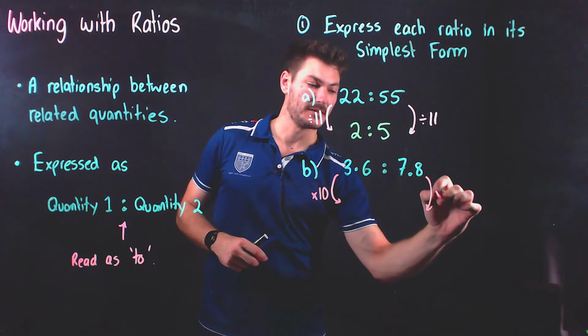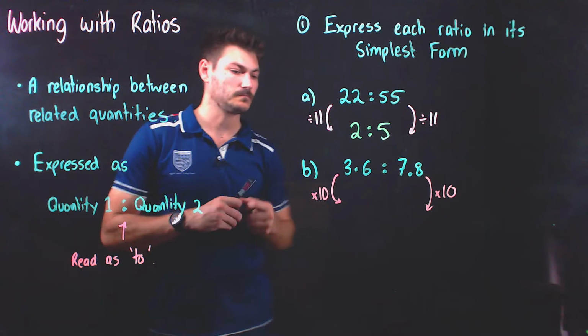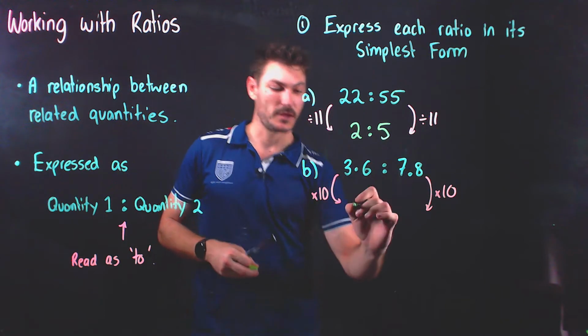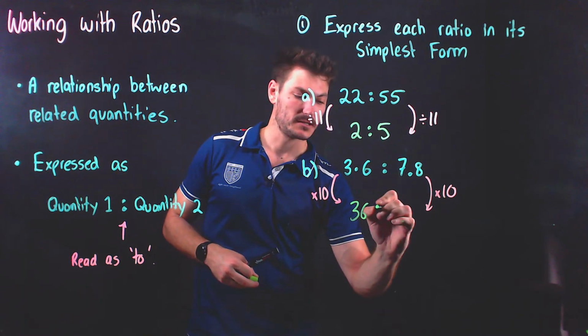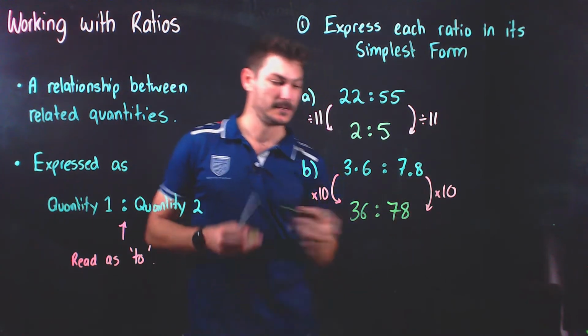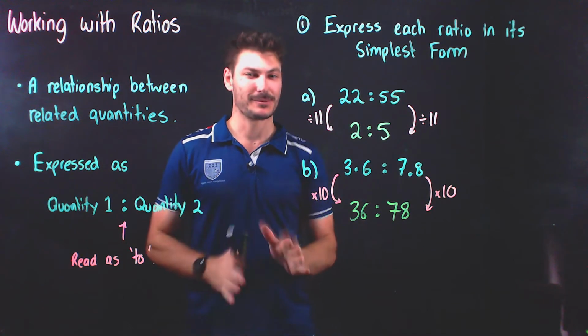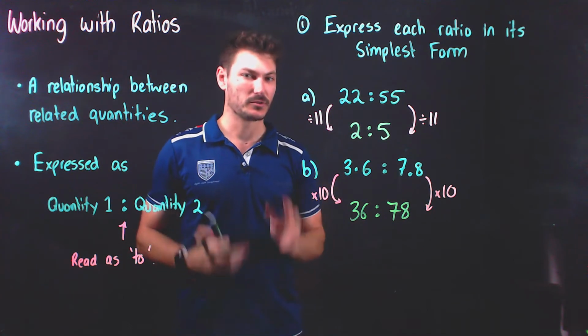Notice we're not dividing this time because I'm going to temporarily make these numbers bigger. So 3.6 when I multiply by 10 turns into 36, and 7.8 will turn into 78. So in a way, even though these numbers are bigger, we have actually simplified because we no longer have a decimal, which is a bit confusing.